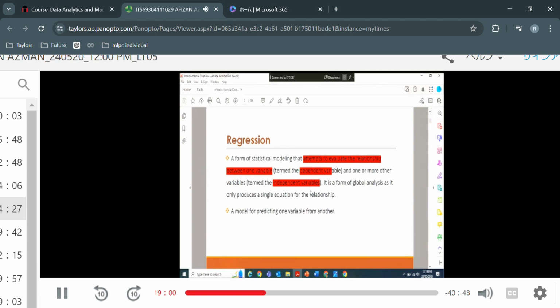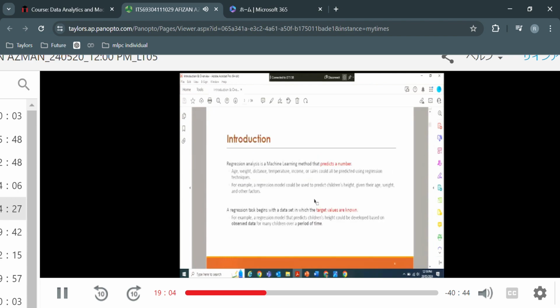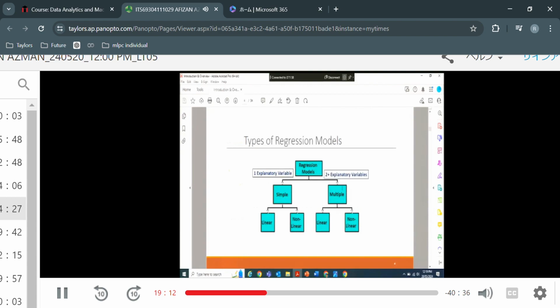So far, is it okay? Okay, so that is the regression definition. You want to predict a number, you want to get the target values. That is what we discussed just now. And as I mentioned, you have two types, simple linear regression and multiple linear regression.